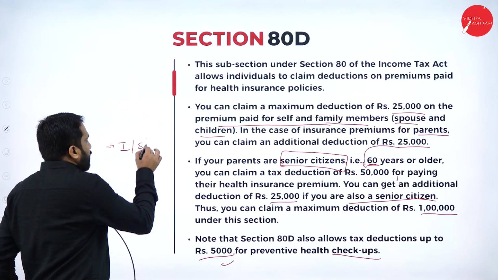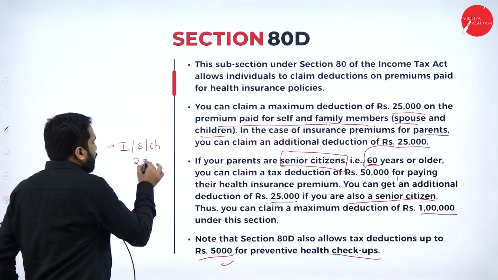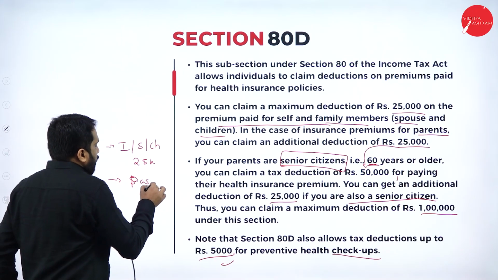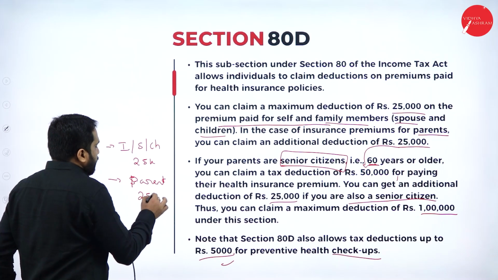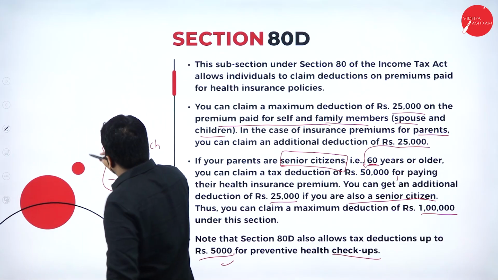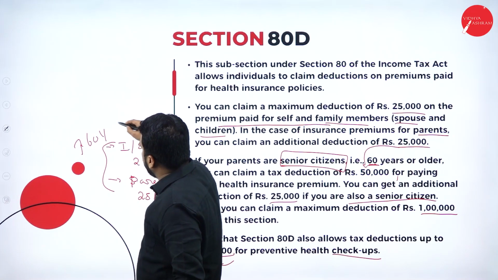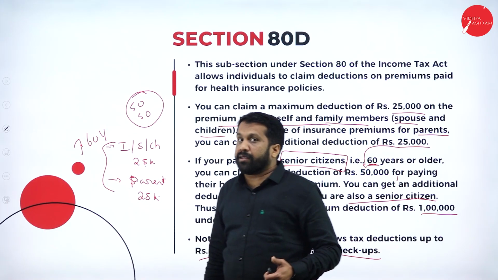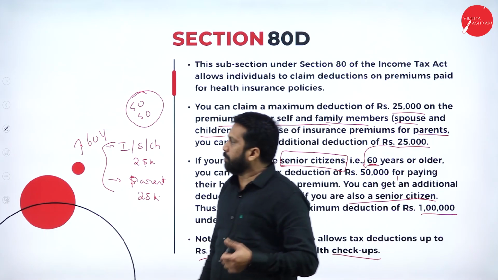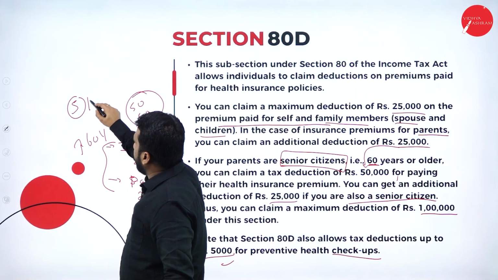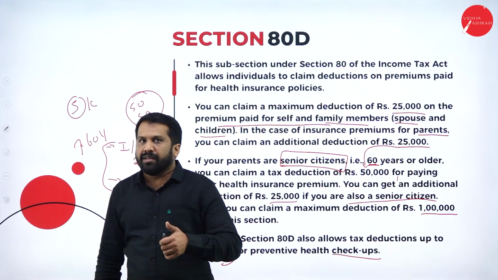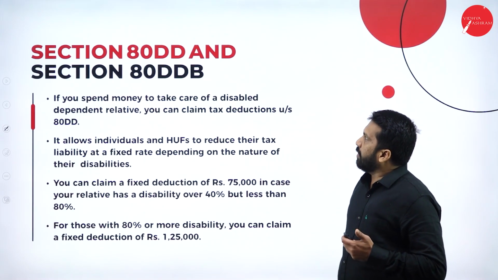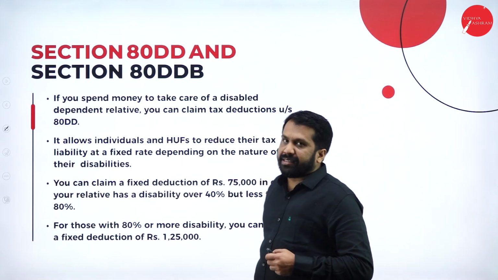Individual, your spouse, your children, it is 25,000. For all the senior citizens or your parents, another 25,000. If the age is above 60 years, the 25 will become 50,000 and 50,000. If you are going for a yearly medical checkup, another 5,000 will be added together. Hope you are clear. This is what your 80D says. Now we'll come to the next one, 80DD and 80DDB.